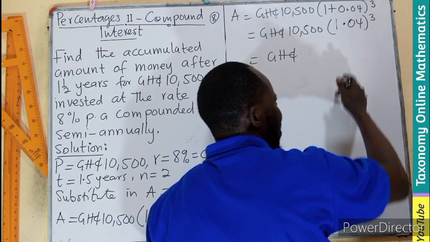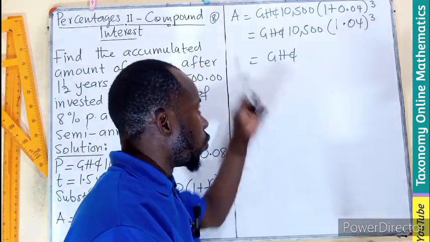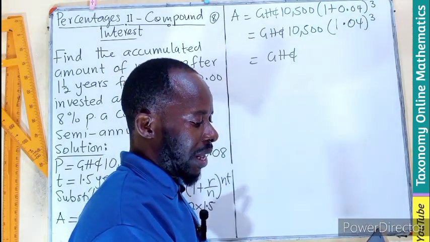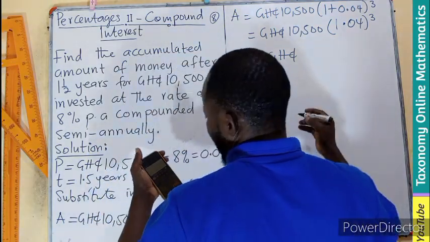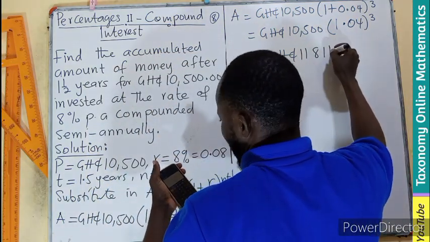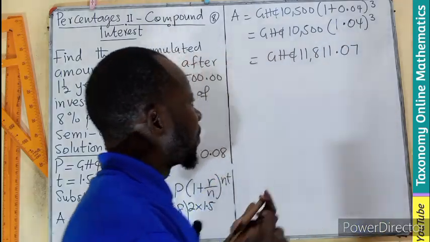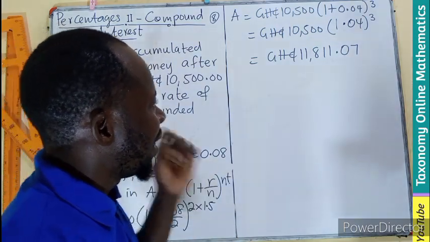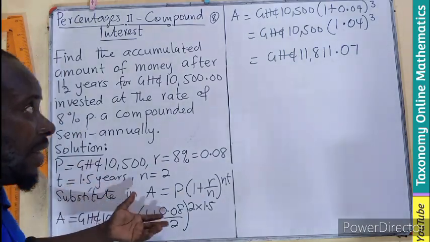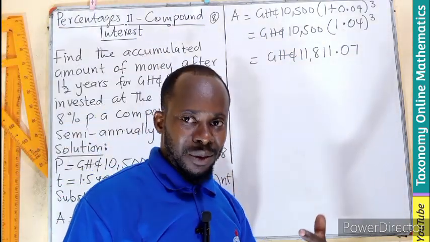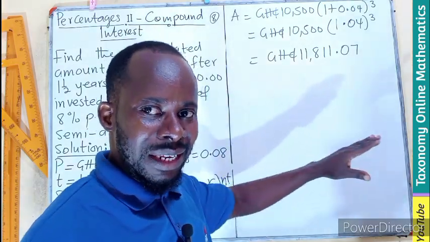You can find the decimal of the bracket, multiply by the 10,500, or I will just put all those values in the calculator at once and see what that will be. And that should be giving you 11811.07. Let's see. Okay. So this will be 11,811.07 Ghana cedis. So this is the use of the formula, and I know that you can also try it, the first method, which is a step-by-step approach in getting to the same answer.